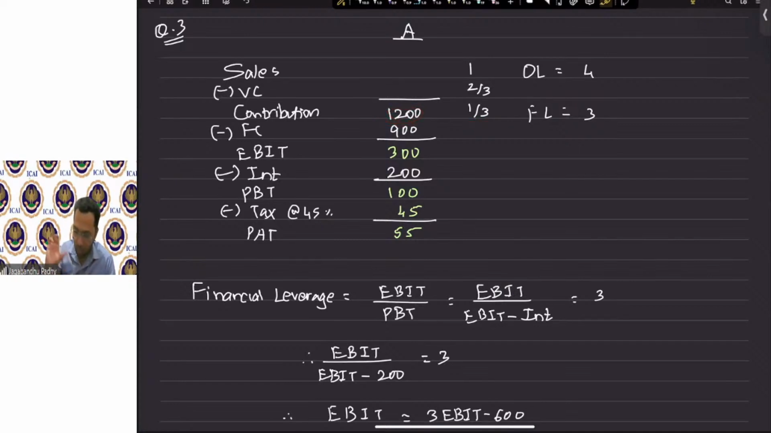So accordingly, what will be the whole value as far as sales is concerned? It is 3600, from which we subtract the 2400. Of sales, variable cost is two-thirds and the balance one-third is the contribution.